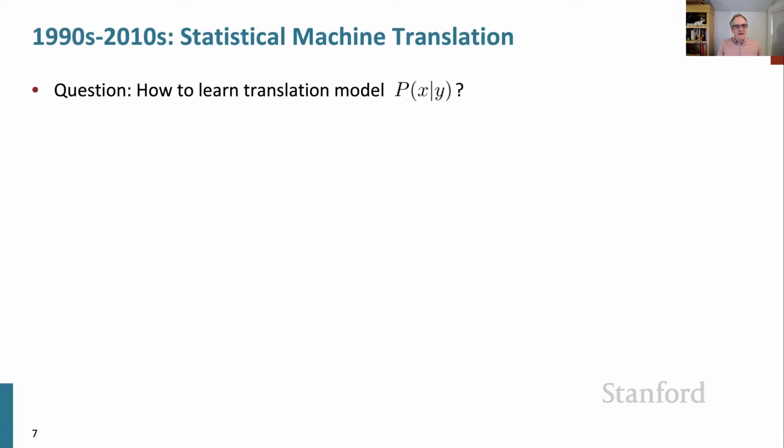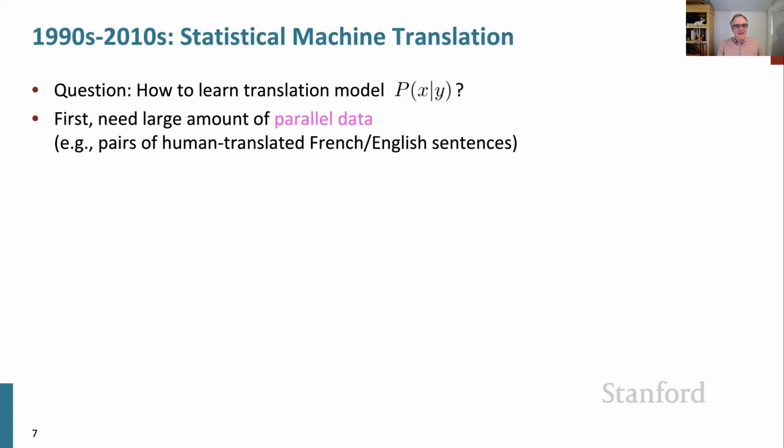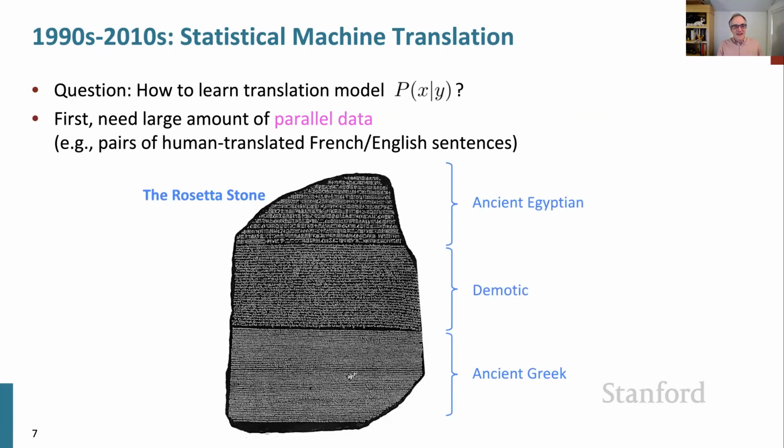So how do we learn the translation model, since we haven't covered that? The starting point was to get a large amount of parallel data, which is human-translated sentences. At this point, it's mandatory that I show a picture of the Rosetta Stone, which is the famous original piece of parallel data that allowed the decoding of Egyptian hieroglyphs, because it had the same piece of text in different languages.